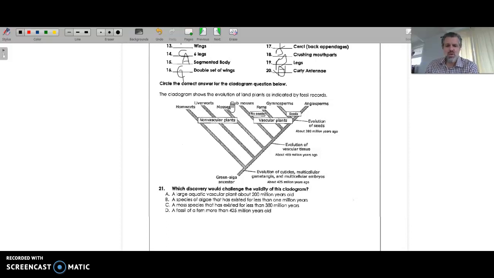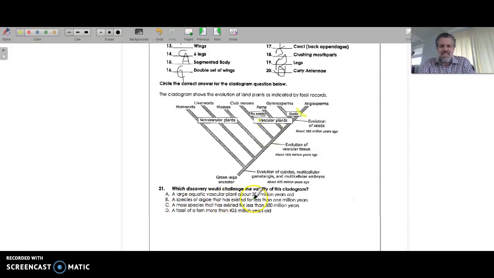Would it be a large aquatic vascular plant about 200 million years old? So 200 million years old would be something right around there. Well, no, because vascular plants are back here. So that's not going to change anything about my cladogram. It's still going to be considered valid and accurate.